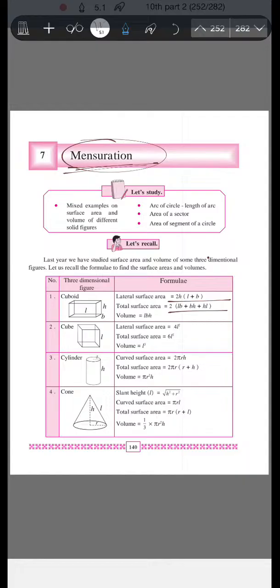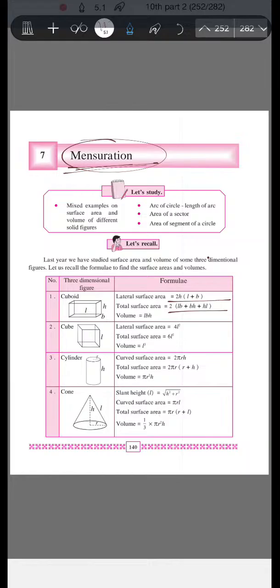Yeah, so here we will start, students. So today we are going to start the seventh chapter, correct? What is the name of this chapter? Here you can see on your screen: mensuration, correct?